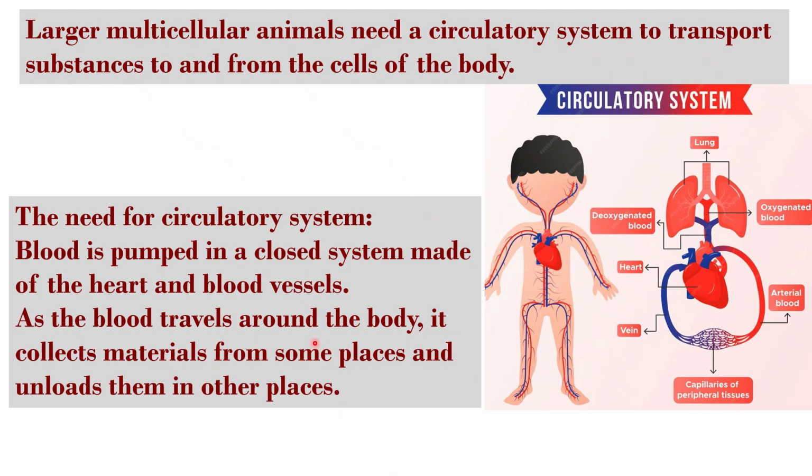As the blood travels around the body, it collects material from some places and unloads them in other places. It picks up oxygen from the lungs, then transports it to the rest of the body. It picks carbon dioxide from the cells and transports it back to the heart, then back to the lungs in order to get rid of them.